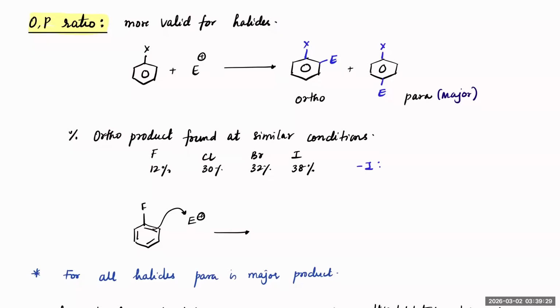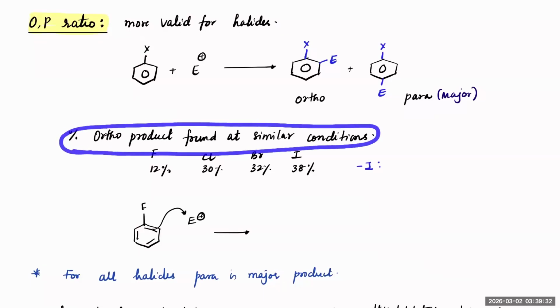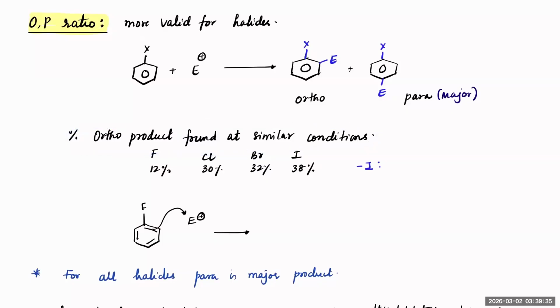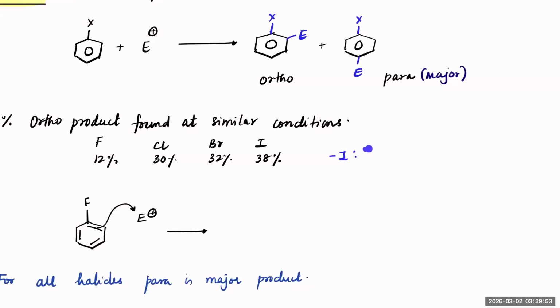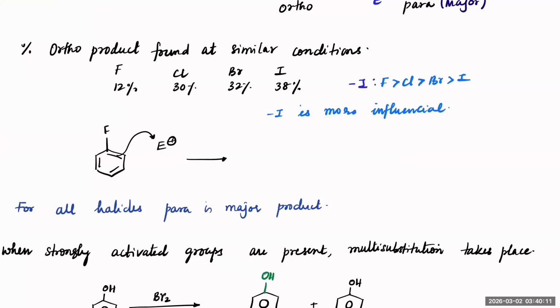So check this out. The percentage amount of ortho is found at similar conditions, which means if I keep fluorobenzene, chlorobenzene, bromobenzene, iodobenzene, all of them at room temperature, let's say, the percentage amount of ortho was found to be around 12, 30, 32, 38, which means the minus I effect is more influential. So the minus I of fluorine is greater than chlorine, greater than bromine, greater than iodine. So you can say that minus I is more influential in this case.